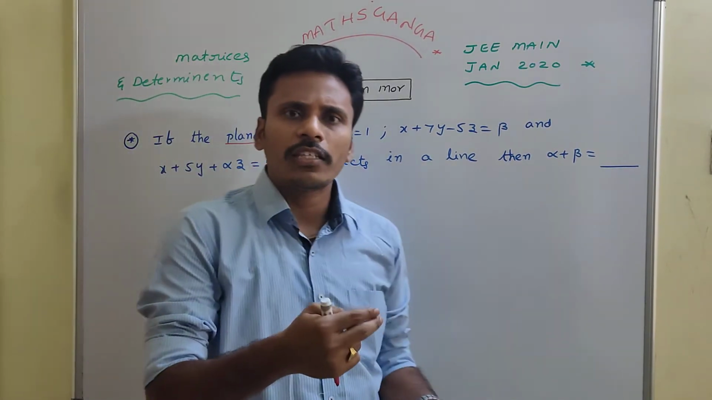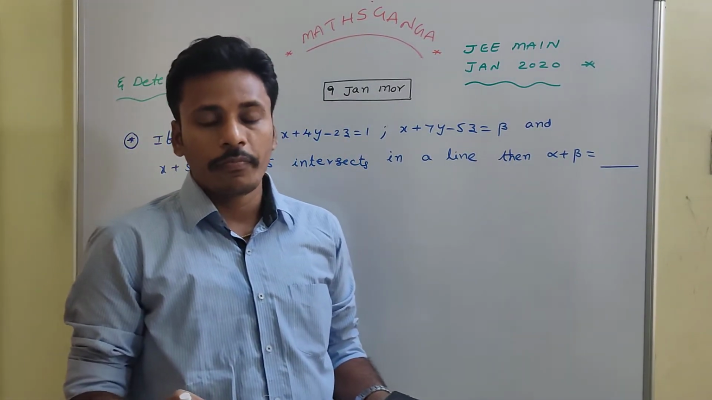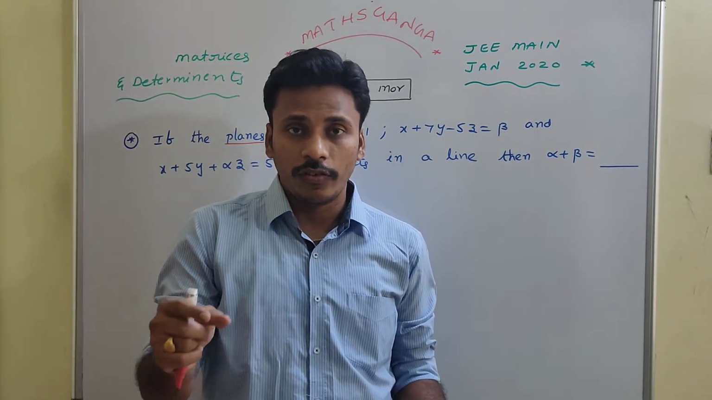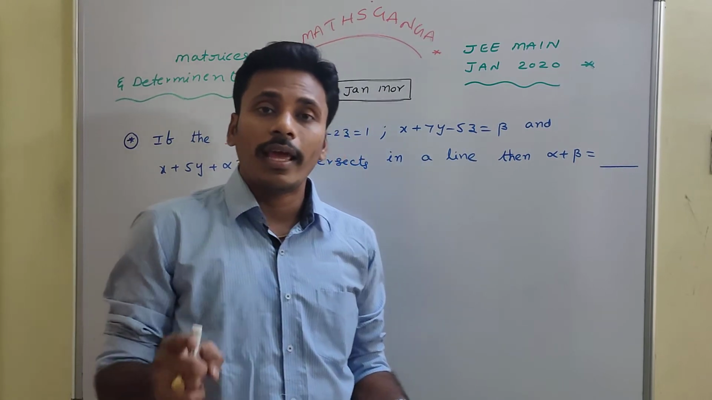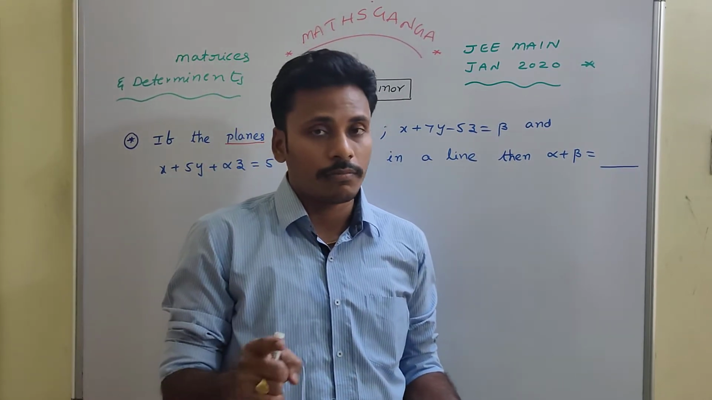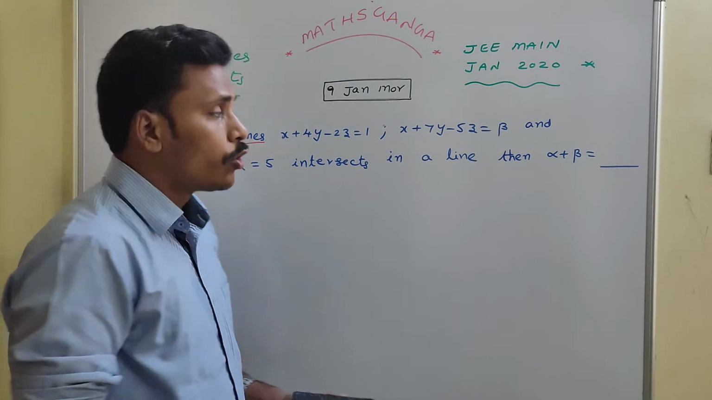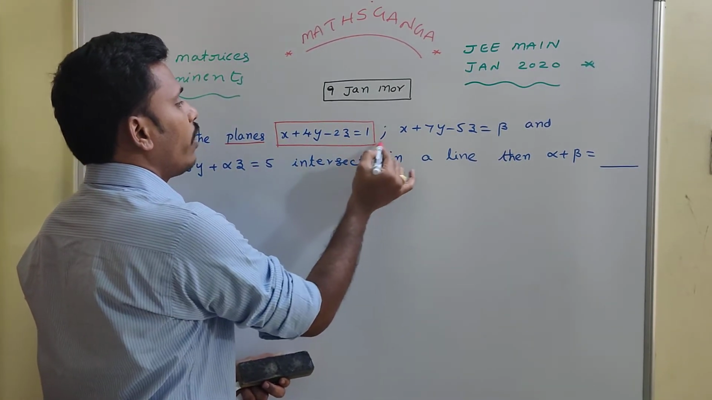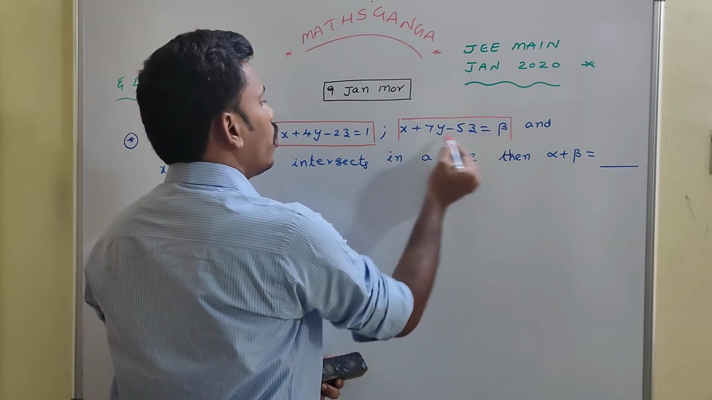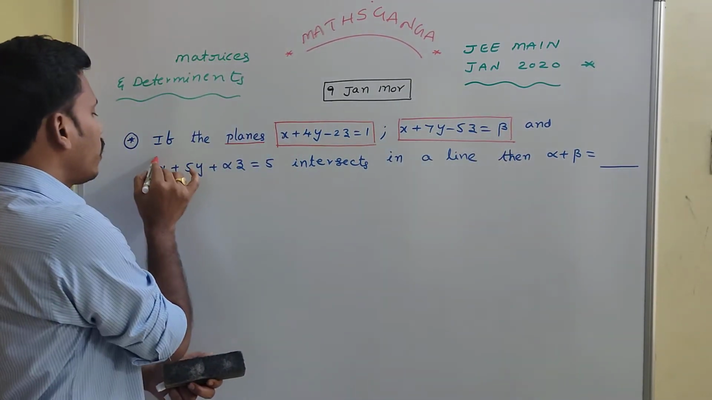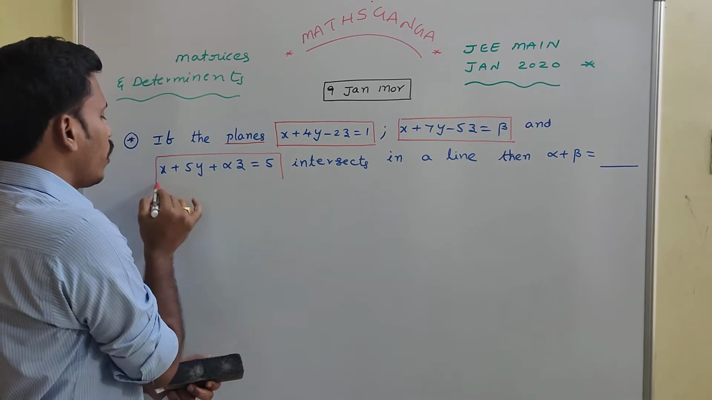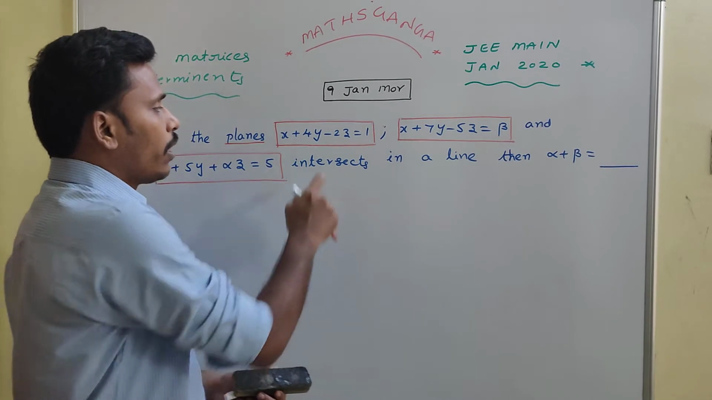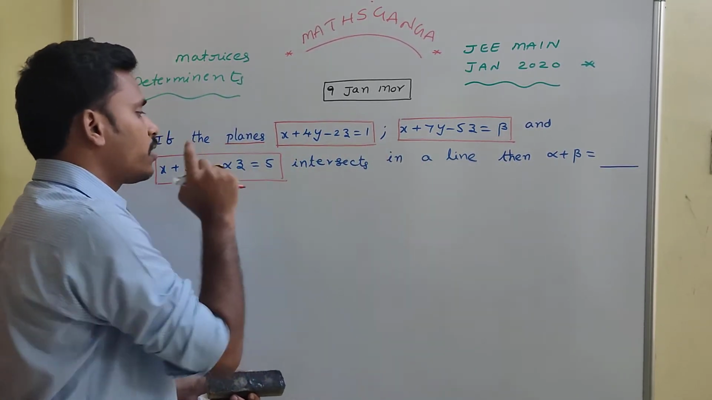See, plane is a concept from 3-dimensional geometry, and from there it is very clear that a plane is a linear equation in 3 variables. So it is of the format ax plus by plus cz plus some constant d equals 0. A linear equation in 3 variables always represents a plane. Since the problem is with 3 linear equations in 3 variables, we have 3 different planes involved in the problem. This is one plane, this is another plane, and this is another plane.